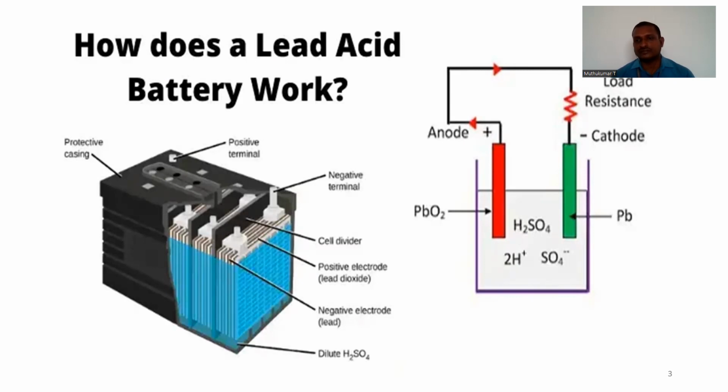During the charging time, the H plus ions and SO4 ions are separated and accumulate on opposite plates. The charges are deposited on the electrodes. This is called the charging process. If you connect an external resistance or load between the anode and the cathode, current flow happens from positive to negative. This is the discharging process.